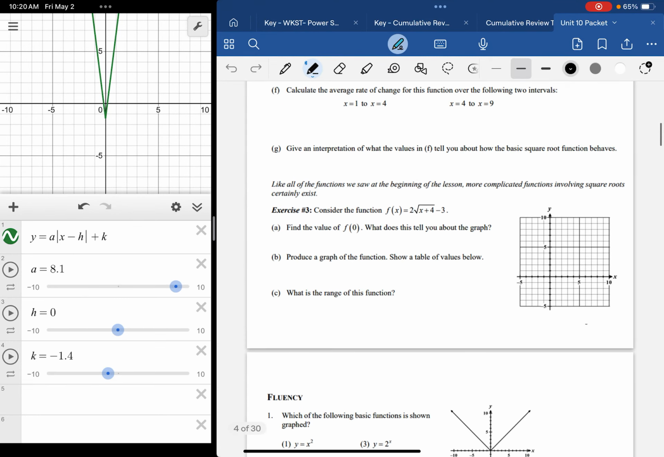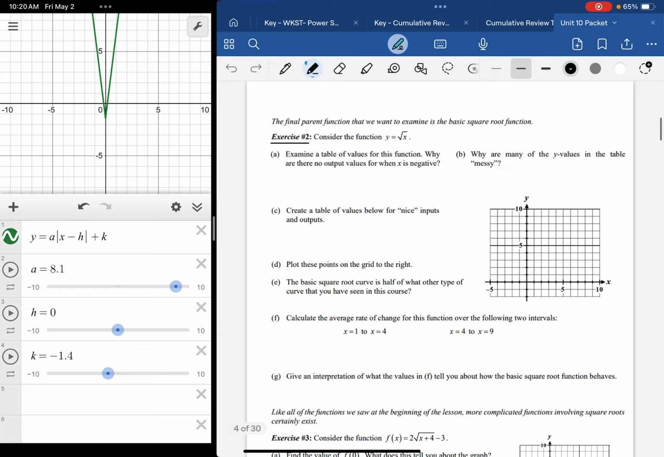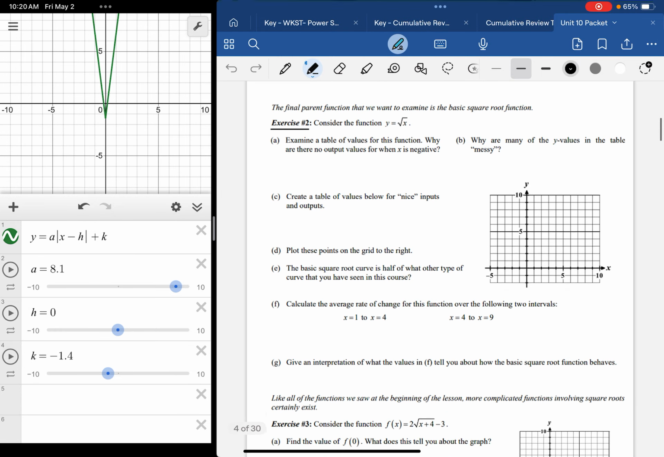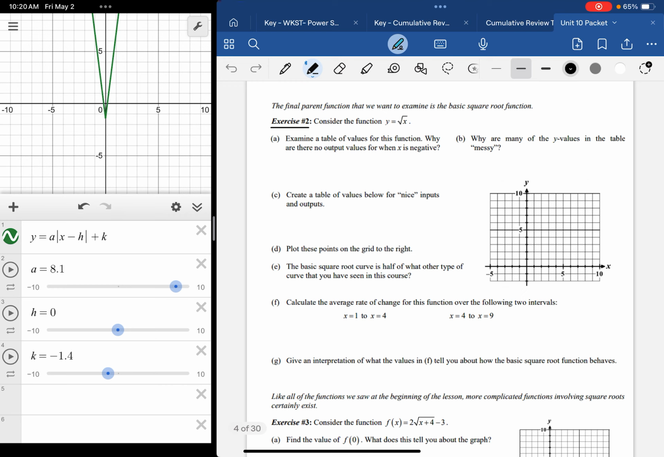All right, so we're looking at the second page here. It's a little cut off, but should be good. A little statement at the top: the final parent function that we want to examine is the basic square root function. All right, so we have y is equal to the square root of x.